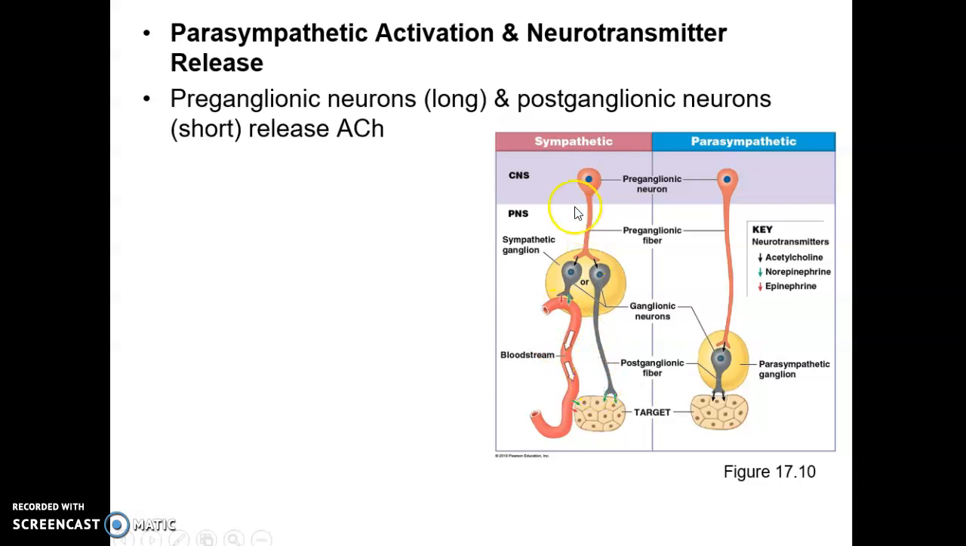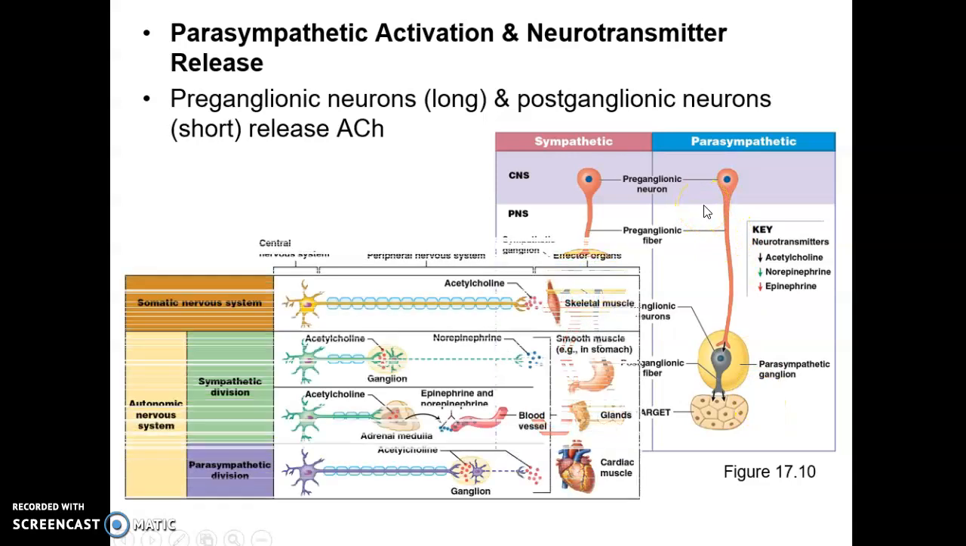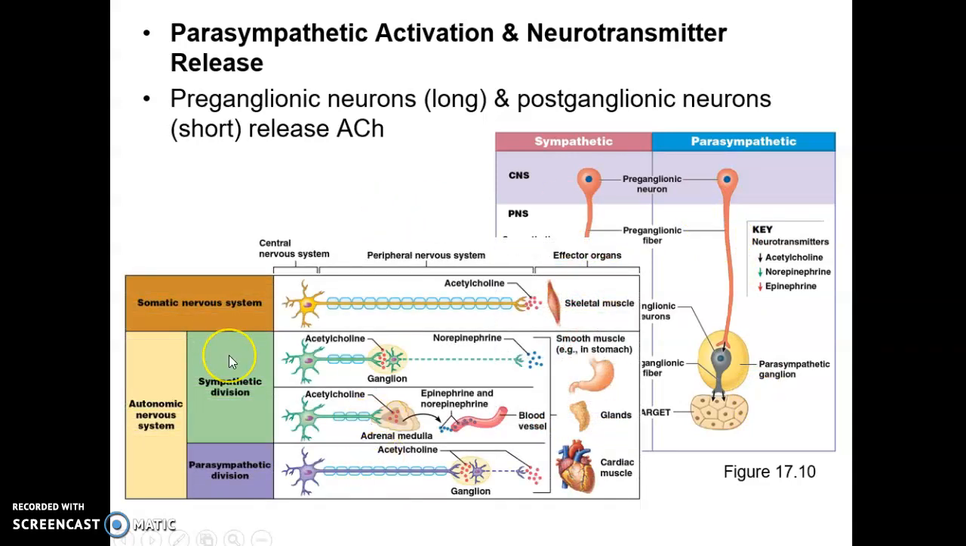neurotransmitter release in the sympathetic division is either, as you see here, red and/or green color-coded, norepinephrine or epinephrine, also called noradrenaline or adrenaline. And then in the parasympathetic division, postganglionic neurons are always releasing acetylcholine, just like with the somatic nervous system. Oh, here we go. So another view.